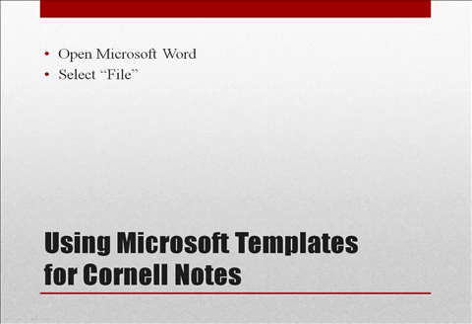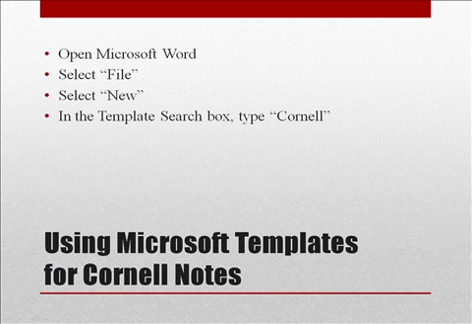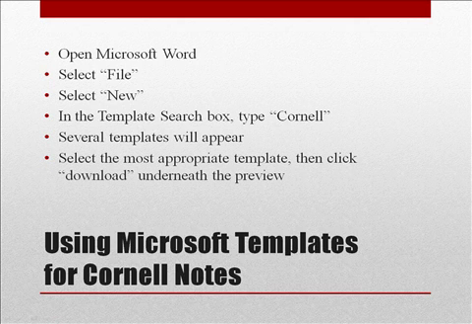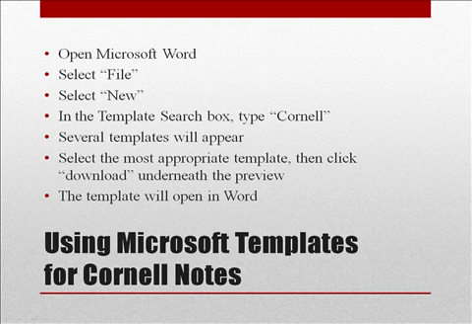Getting the templates from Word is fairly simple. Just open Word, select File, select New. In the template search box, type Cornell, and then several templates will appear. Select the template you want to use, download it, and it will open in Word.